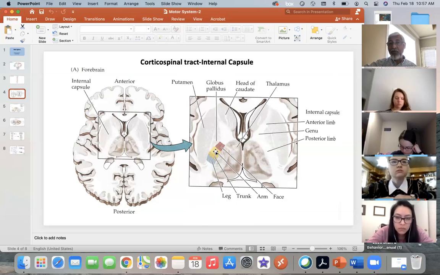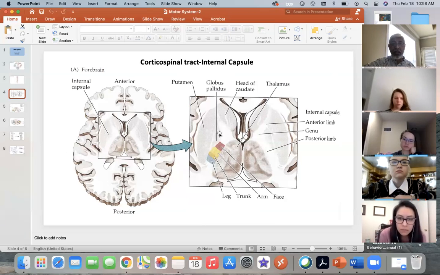See, we need to know it, because even in the internal capsule, you may have damage to different parts of the internal capsule, so you need to know how the fibers are oriented. You see the fibers of the face, they are around here. The fibers coming from the arm, they are here. Leg fibers are here, and trunk fibers are here. That's how they are organized.